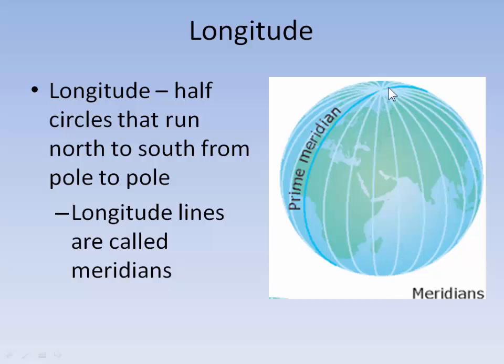You notice that at the poles they're very close together, but at the equator they're very far apart. If you were at the North Pole, you could run around the North Pole and cross every line of longitude in a matter of seconds. You can't do that at the equator.